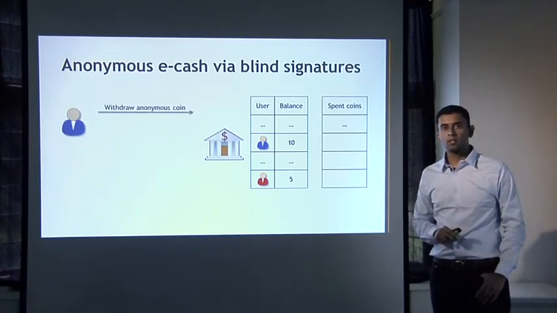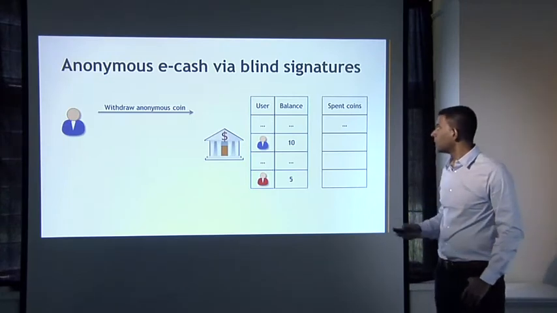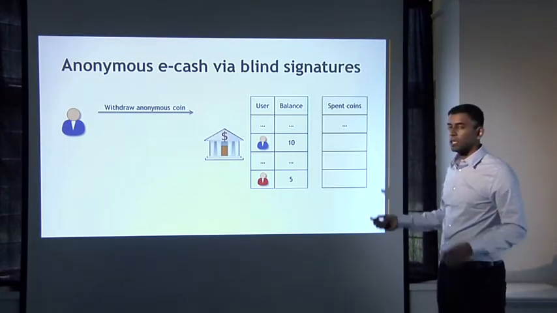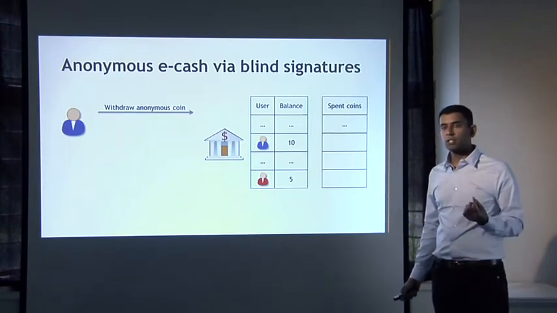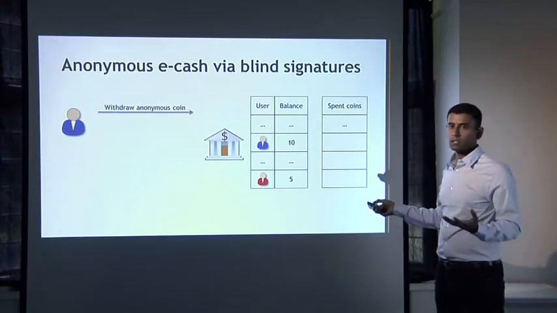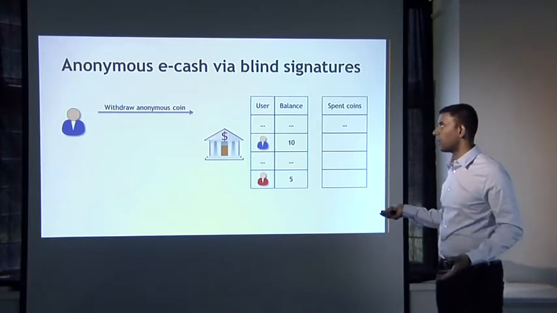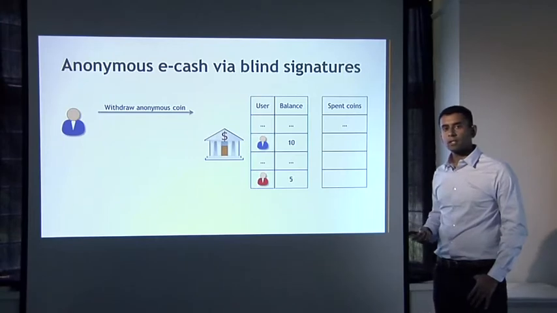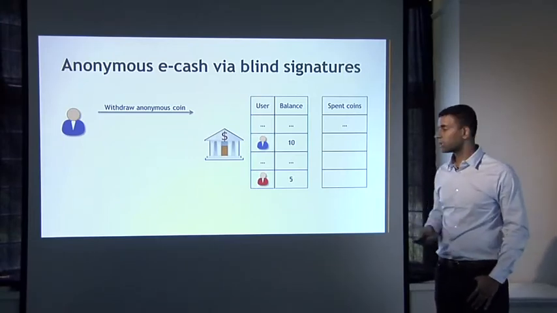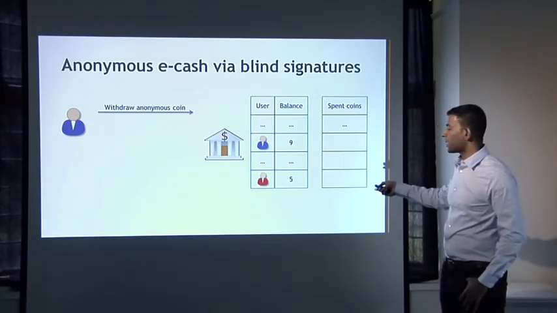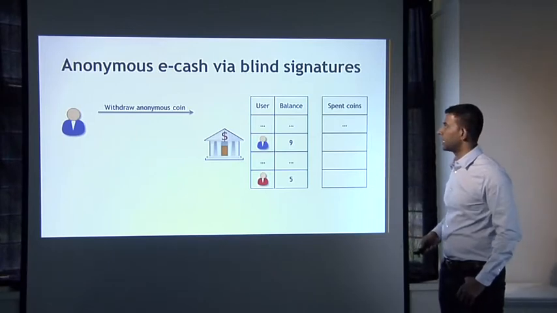And now this is where the crypto magic is going to come in. So the user wishes to withdraw an anonymous coin of a standard denomination. Let's say that that's $1 denomination, and all of these values refer to dollars. So the first thing that the bank is going to do on receiving this request is deduct this user's balance. It's gone down from 10 to 9 in this example.